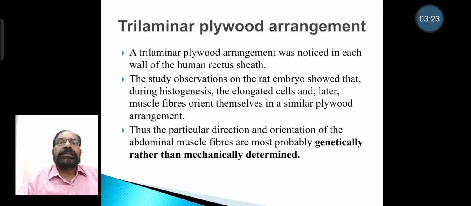Trilaminar plywood arrangement. A trilaminar plywood arrangement was noticed in each wall of the human rectus sheath. The study observations on the rat embryo showed that during histiogenesis, the elongated cells and lateral muscle fibers orient themselves in a similar plywood arrangement. Thus, the particular direction and orientation of the abdominal muscle fibers are most probably genetically rather than mechanically determined.